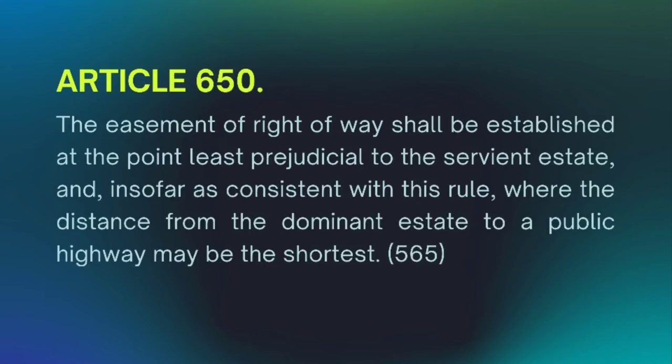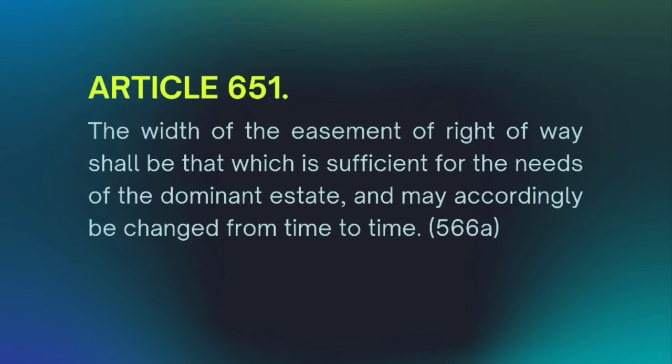Article 650. The easement of right-of-way shall be established at the point least prejudicial to the servient estate, and, insofar as consistent with this rule, where the distance from the dominant estate to a public highway may be the shortest. Article 651. The width of the easement of right-of-way shall be that which is sufficient for the needs of the dominant estate, and may accordingly be changed from time to time.